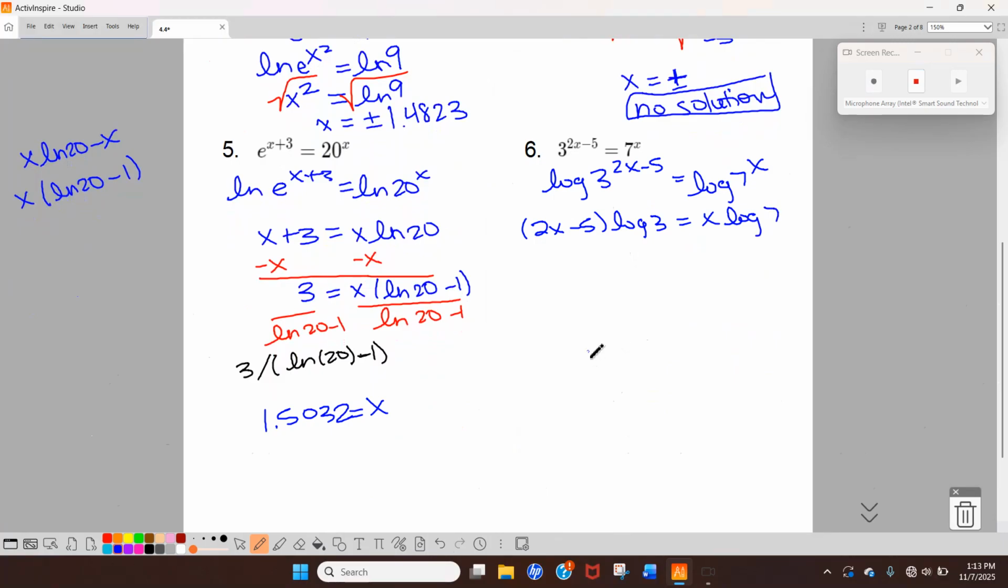All right, so then we have to distribute. So we would get 2x log 3 minus 5 log 3 equals x log 7. And again, we want x's on the same side, so we'll do minus 2x log 3 on both sides.